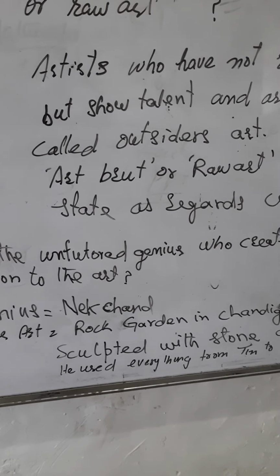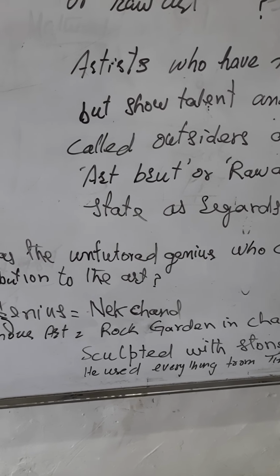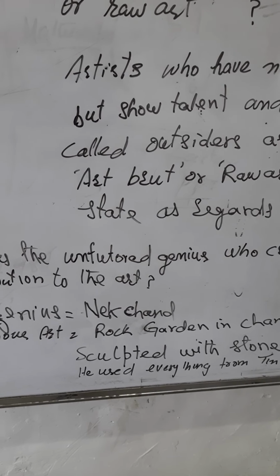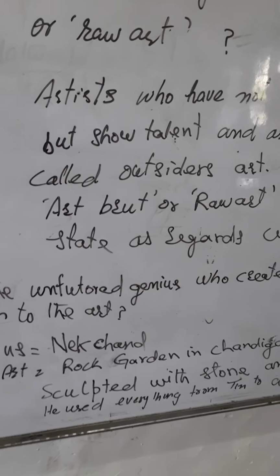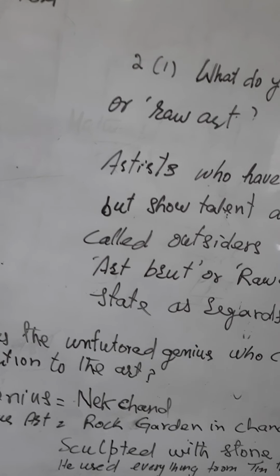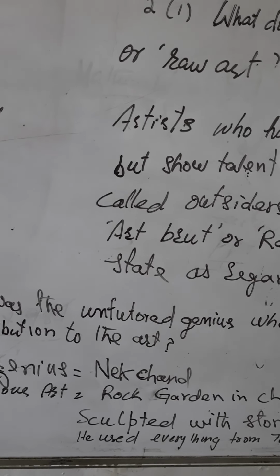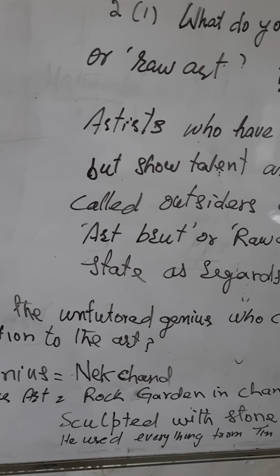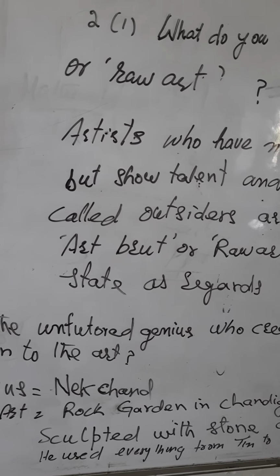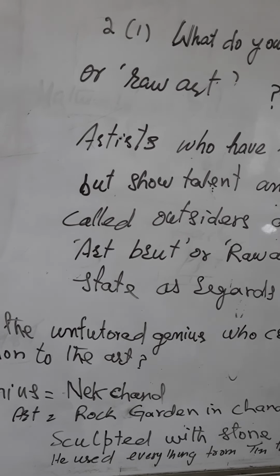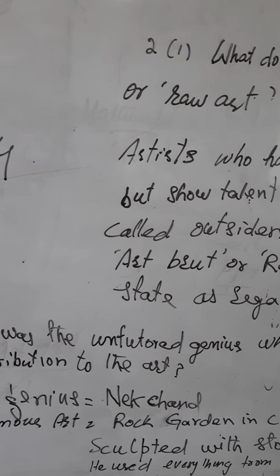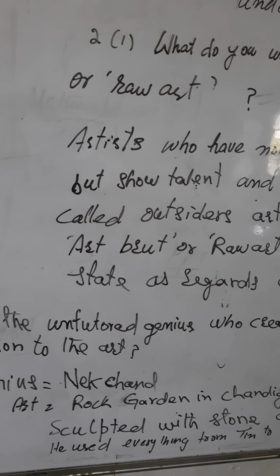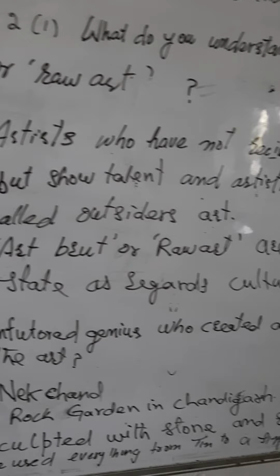So this art can be called outsider art because it contains sculpted stones. The rock garden is made by stones that were sculpted, and it was made from recycled material. He used everything from tin to sink to a broken car. He used broken cars, broken materials, broken china clay products, and he made that rock garden that is famous. He has a famous work also, Woman by the Waterfall.